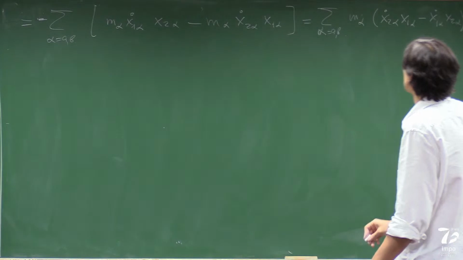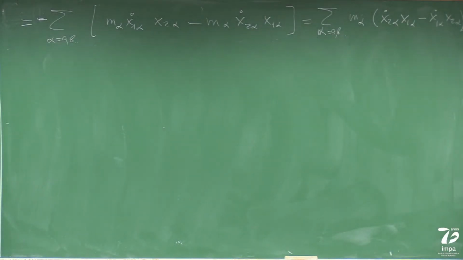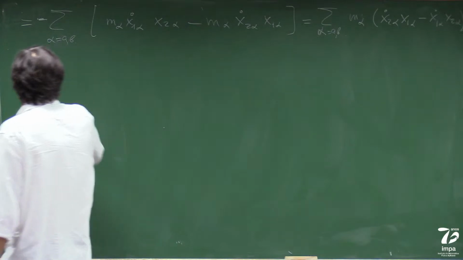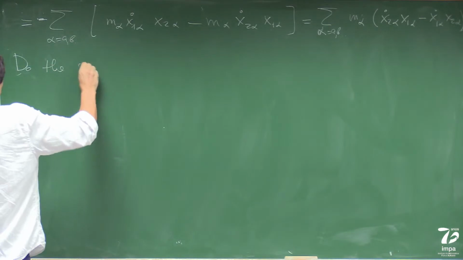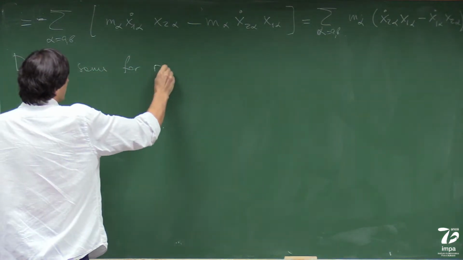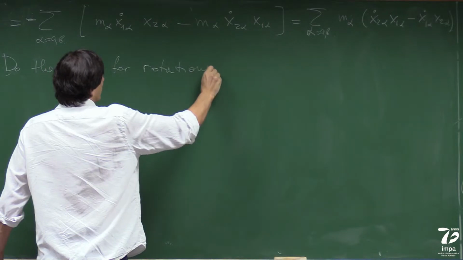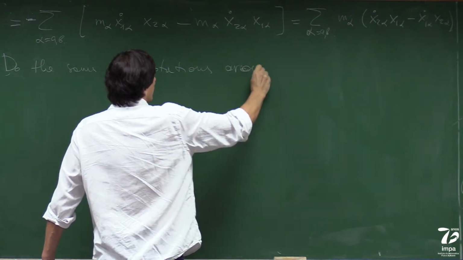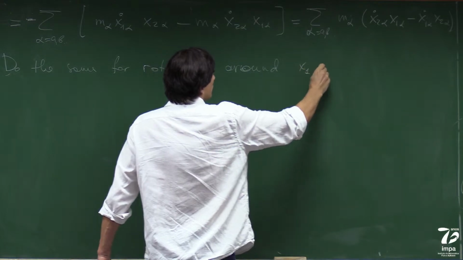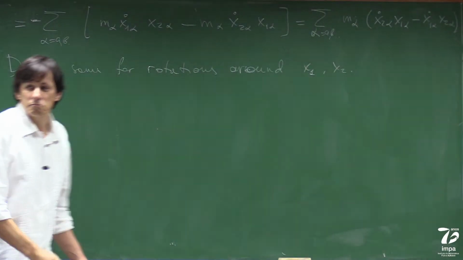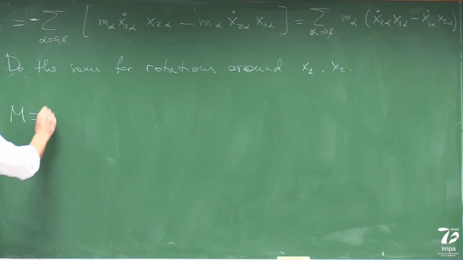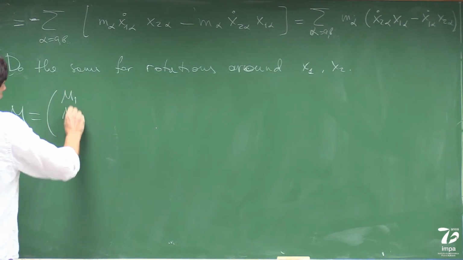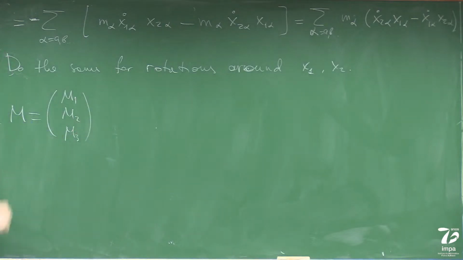Okay, so such a reasonably short expression. So now you do the same. Do the same for rotations around the other two axes. Okay? So then you rotate with respect to each axis, you get something like this. And this gives you 3 conserved quantities, which form a vector.